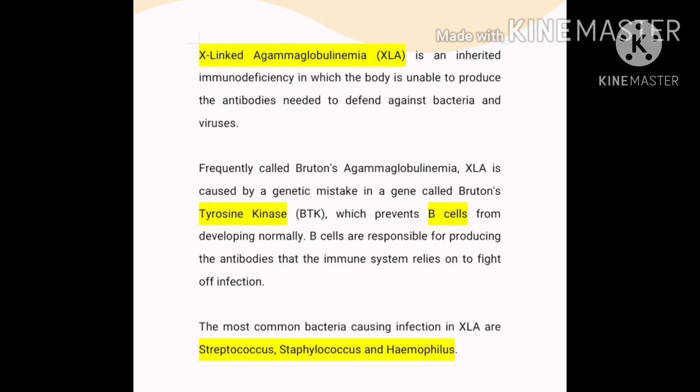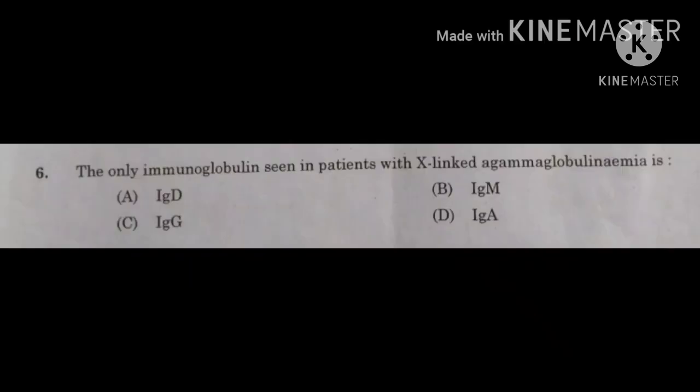severely susceptible to various types of bacterial infection, and the major bacteria which affect those patients include Streptococcus, Staphylococcus, and Haemophilus. Okay, so let us once again look at the question. The question is, the only immunoglobulin seen in patients with X-linked agammaglobulinemia.